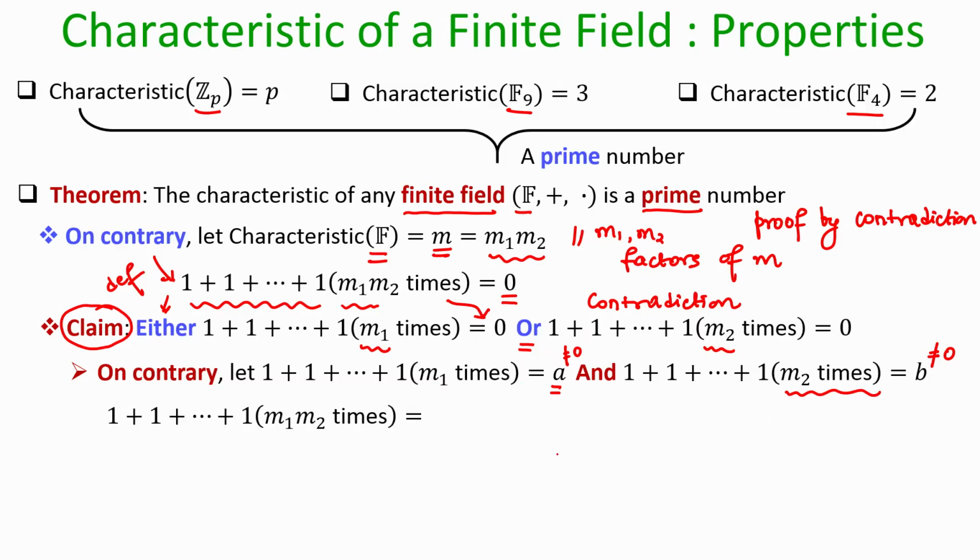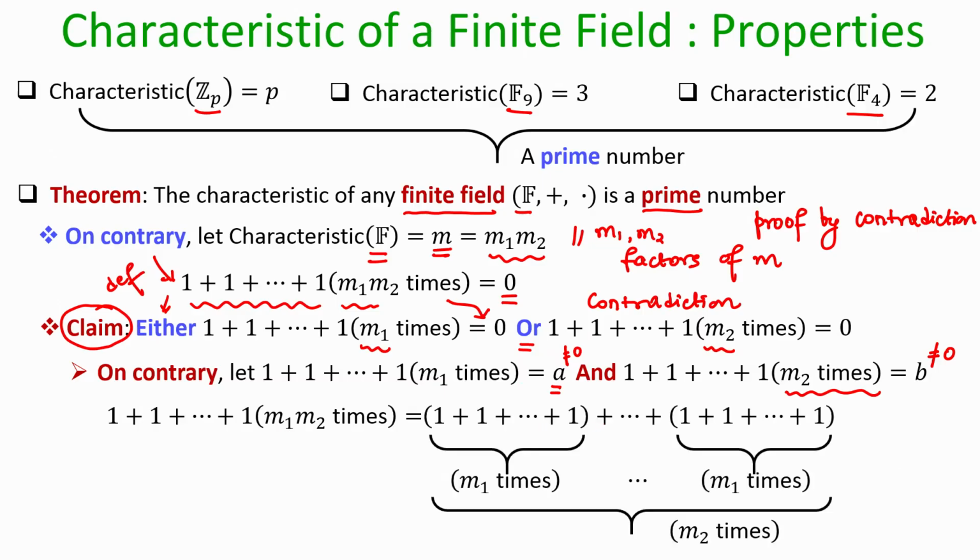So, I utilize the fact that 1 added to itself m1 m2 times can be split as follows. I can say, let me add 1 to itself m1 times, and then again let me add 1 to itself m1 times, and then again let me add 1 to itself m1 times, and like that if I do this operation of adding 1 to itself m1 times a total of m2 times, that will give me the effect as if I have added the element 1 to itself m1 m2 times, right.